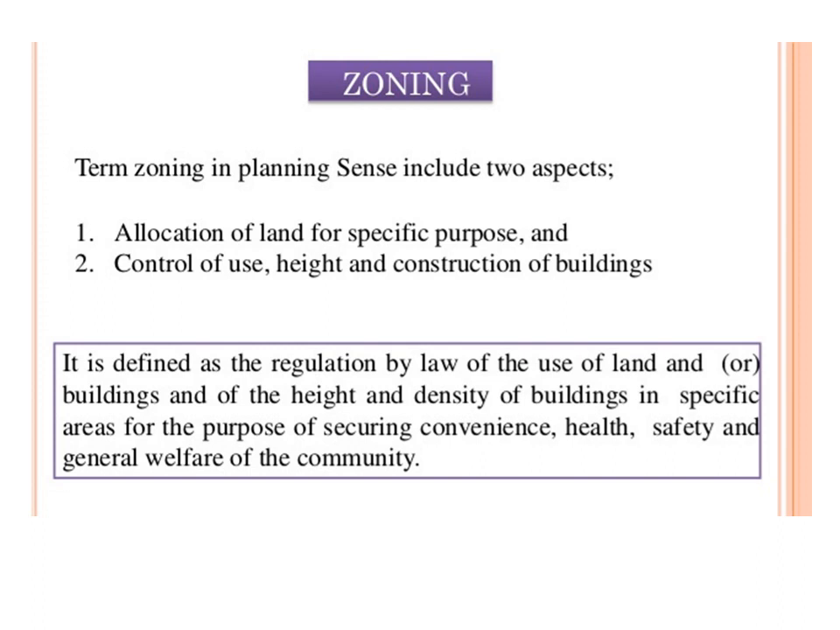So in this slide we are going to see that the term zoning in the planning sense includes two aspects, that is, allocation of land for specific purposes and control of use, height and construction of buildings. Zoning is defined as the regulation by law of the use of land and buildings and of the height and density of buildings in specific areas for the purpose of securing convenience, health, safety and general welfare of the community.